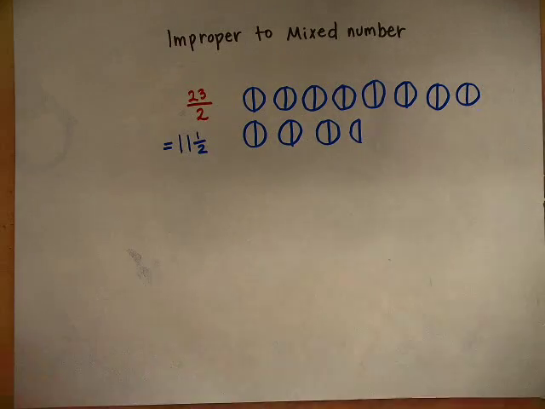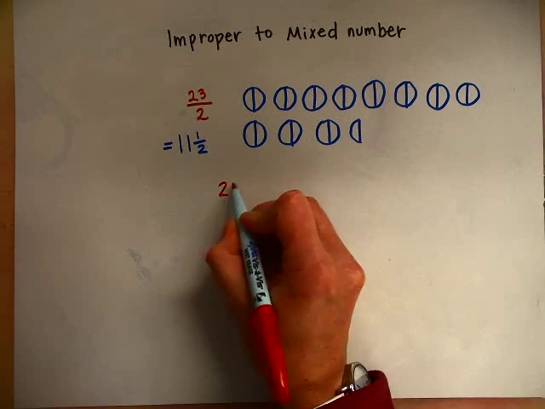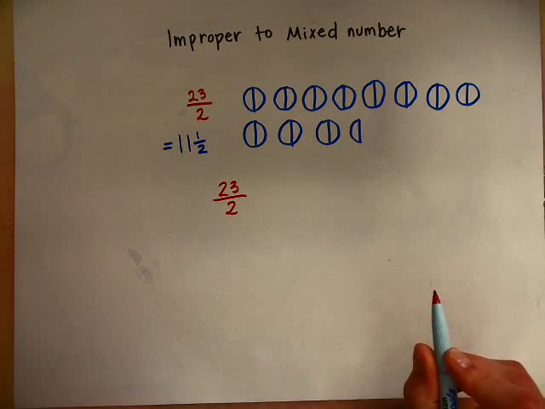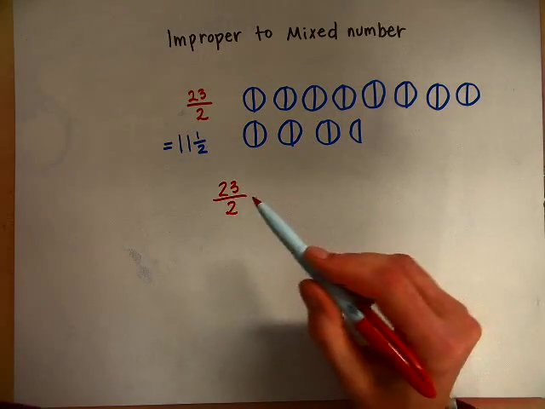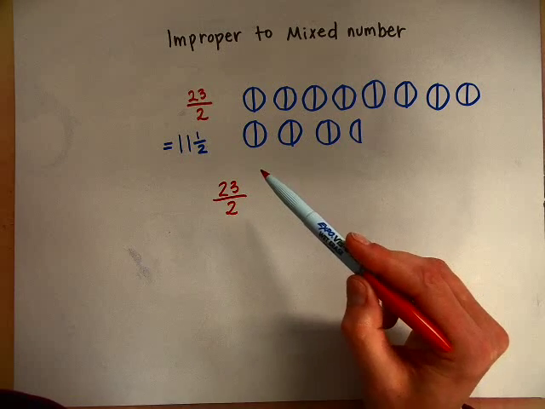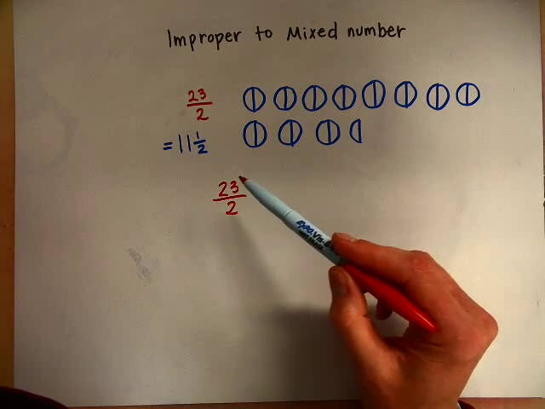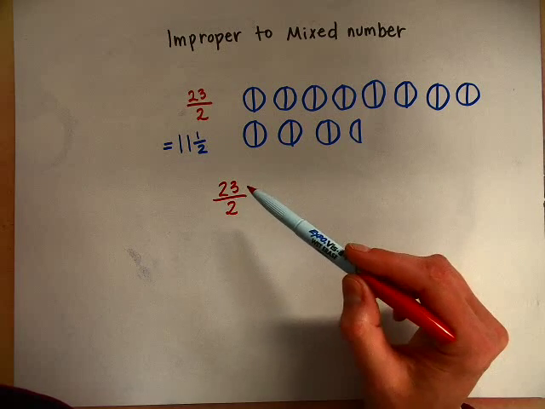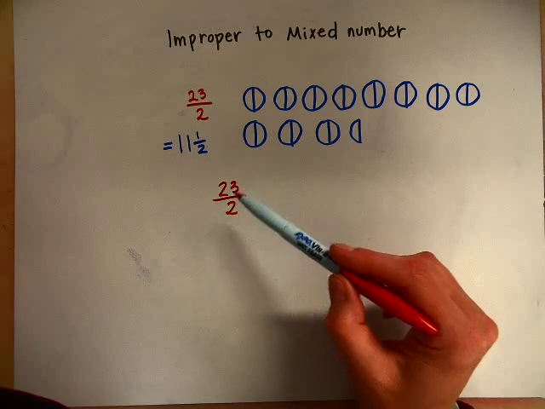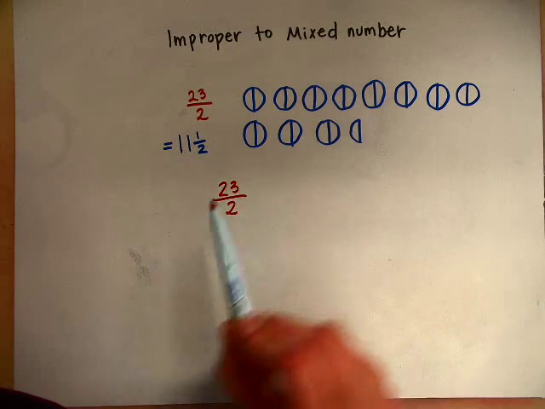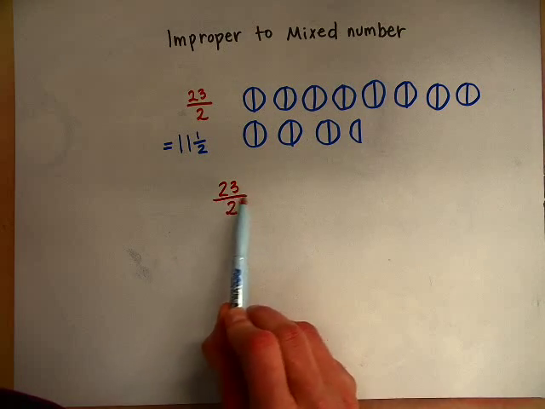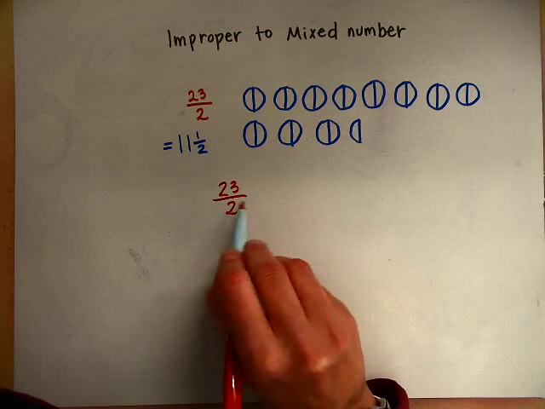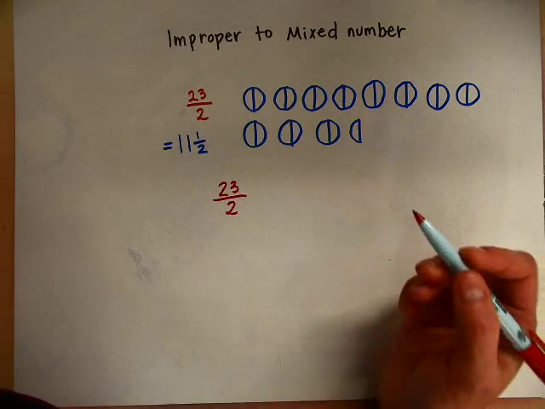Now, the other way to do this, we will get the same answer, is to divide. So I always tell you guys, and I hope you remember, that all fractions are division problems. Top number divided by the bottom number. This little line right here means divided by. So that is a really important thing to remember. All fractions are division problems.